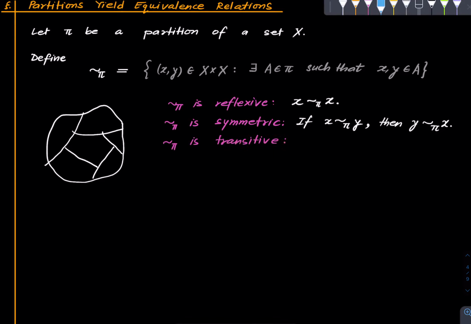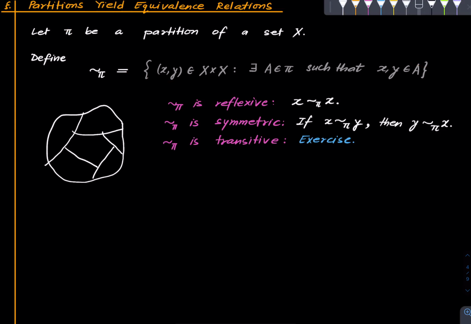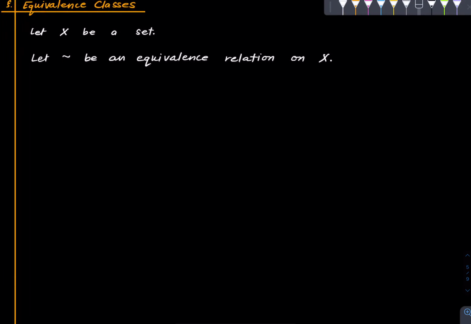So this I leave as an exercise. And therefore, whenever you have a partition, you get an equivalence relation from it in a natural way. Okay, let's move on. So now we will define the notion of an equivalence class.